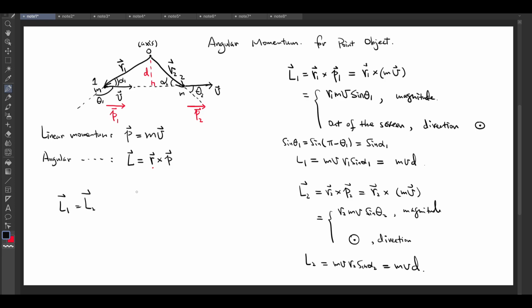Okay, all right, so I hope that through this process of calculating angular momentum for two positions for the same object, you understand how to do calculation of angular momentum now. Okay, so it's basically just the cross product between the position vector and the linear momentum. But of course, you need to pick a rotation axis to define this position vector r. And then in this particular example, we actually see this angular momentum conservation.